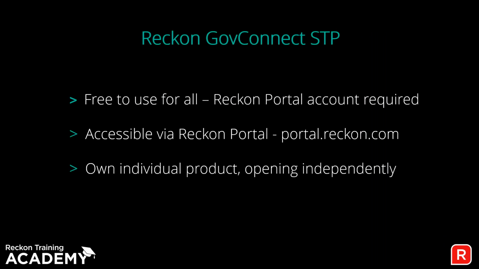Reckon GovConnect STP is free for everyone to use. All you need is a Reckon portal account, which you can get at portal.reckon.com, and that's where you access GovConnect STP. It's a standalone product. It allows you to use multiple products in one environment to report to the ATO.